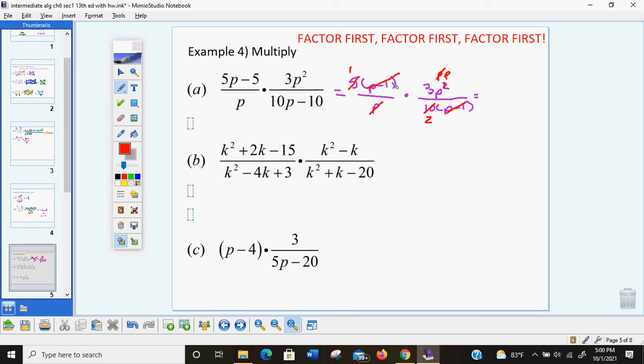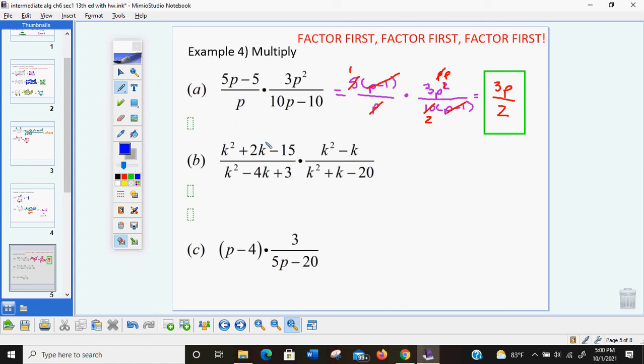Now let's look at what's left. I've got a 1 here, a 3p here, so I just have 3p because one of those p's canceled. On bottom I have nothing left but a 2. So that would be the answer. Let's look at part B.